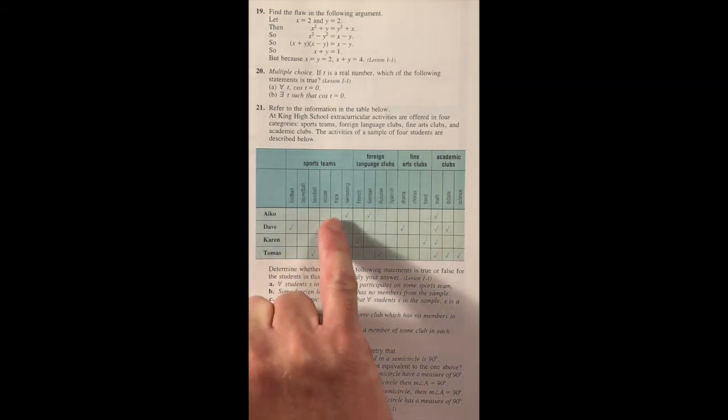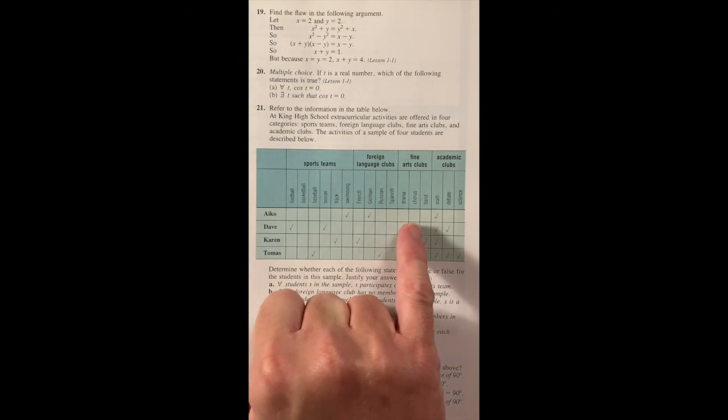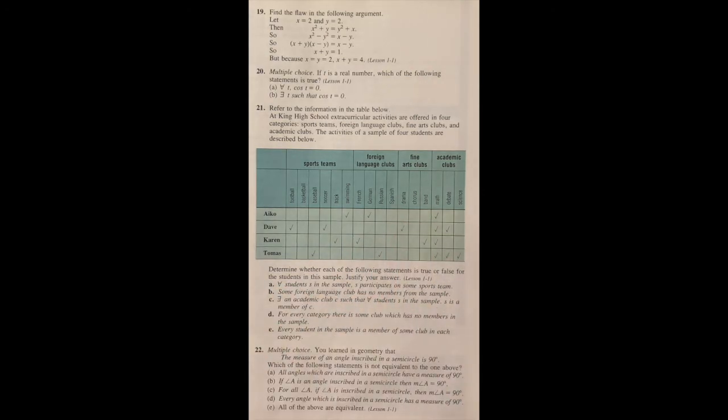E, every student in the sample is a member of some club in each category. Well, let's see. We got 1, 2, 3. Oh, wait a minute. Aiko is not a member of the Fine Arts Club. So I guess that disproves E.